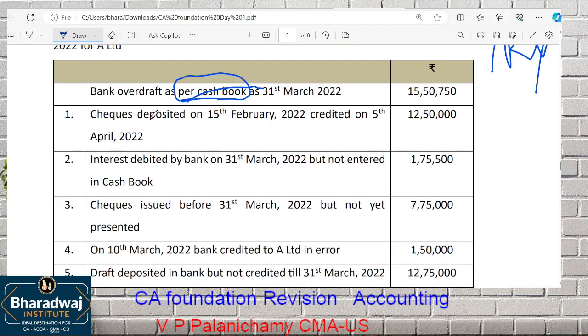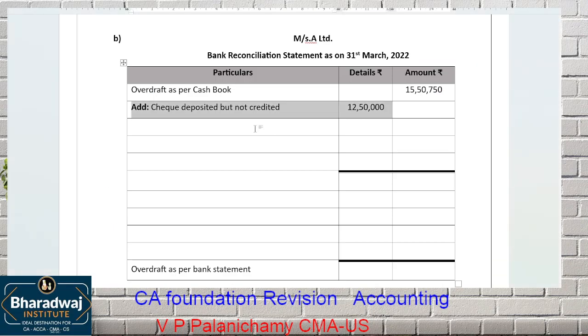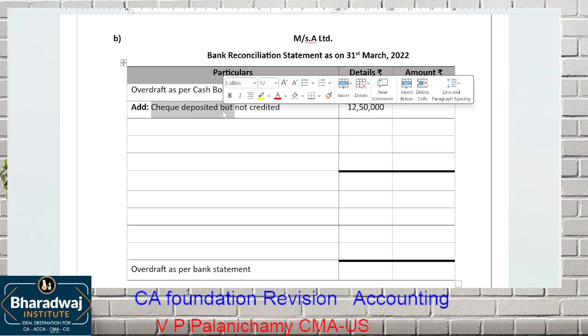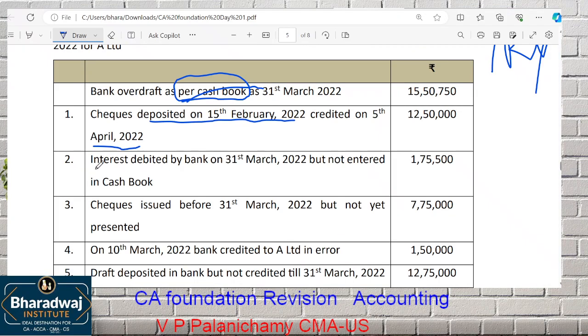Listen to it. Checks deposited on 15th, but credited on 5th April only. Who are we? Customer. While depositing the check, what would you have done? We would have added. Whether the banker has added? No. Usually we would subtract, but since OD is a starting point, you have to add. Clear? Checks deposited, we have added, the bank has not added. Normally we would minus, but OD is a starting point, do the opposite. Add.